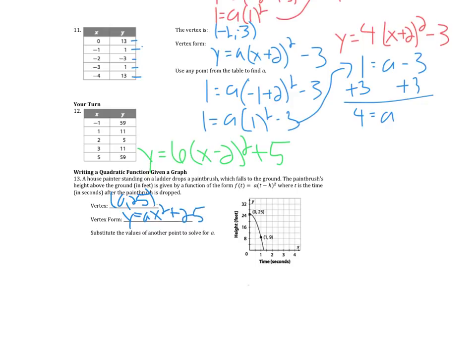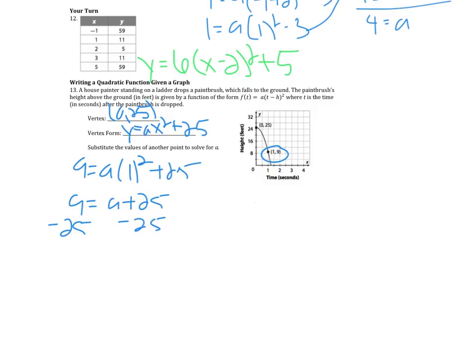Pick another point. So the point they give us there is 1, 9. So it gives us 9 equals a 1 squared plus 25. So we get 9 equals a plus 25. Subtract 25 over. And we get a equals -16. So our equation would be y equals -16 x squared plus 25.